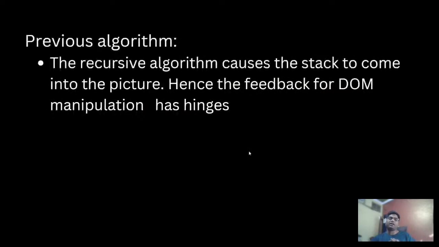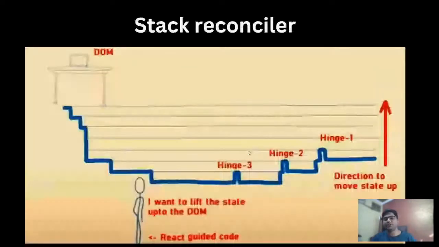I'm pretty sure you would have solved quite a few problems based on recursion. Recursion is basically responsible for maintaining the memory stacks, the auxiliary stacks, and this recursion was doing a certain sort of DOM manipulation, and that DOM manipulation was going through a synchronous operation. When it comes to a synchronous operation, there will be certain hinges. So what exactly would these hinges be causing? These hinges would be causing slight delays.